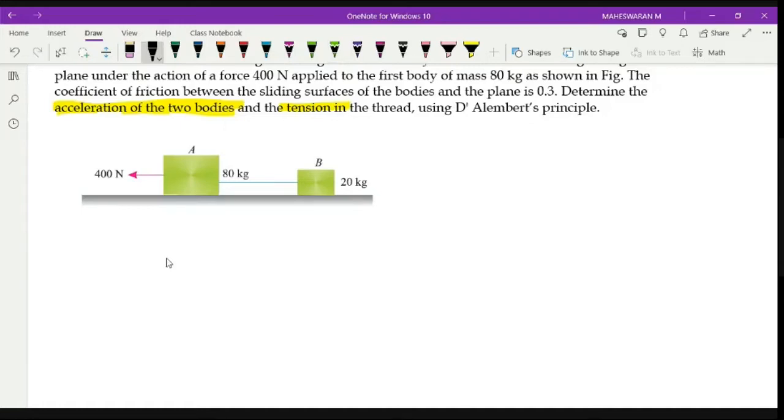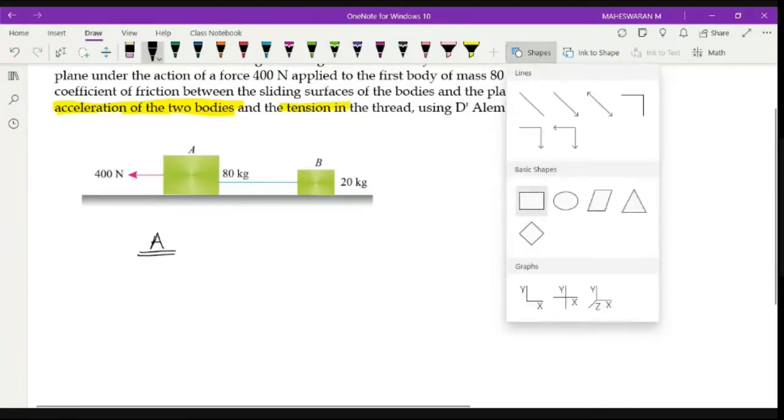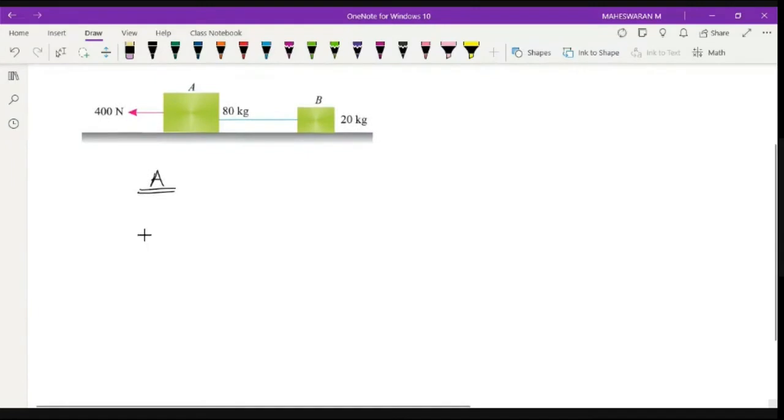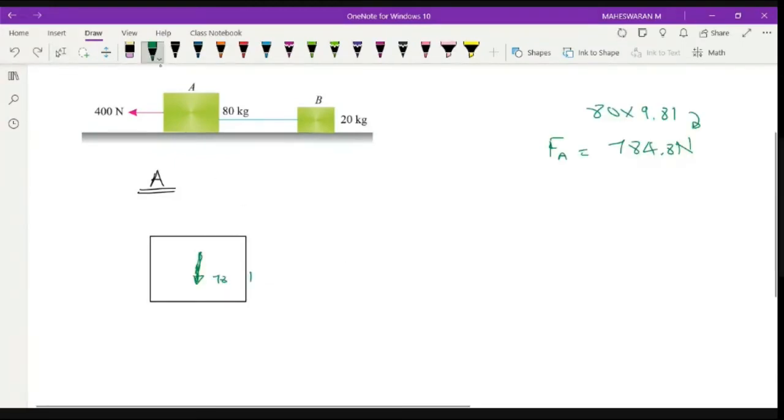So let me consider the first object, figure A, that is block A. Block A is of rectangular shape. The weight is 80 kg, so when I convert it to force, it is 784.8 Newton. So this is the force which is acting.